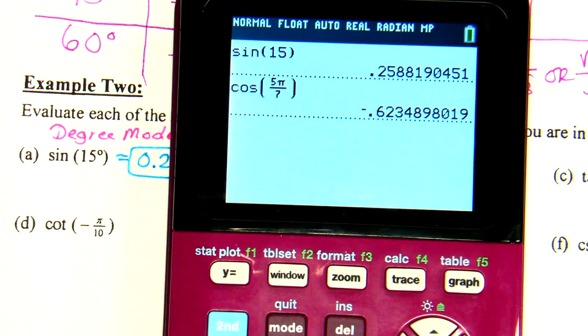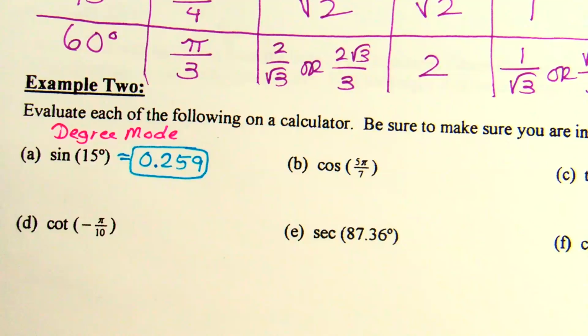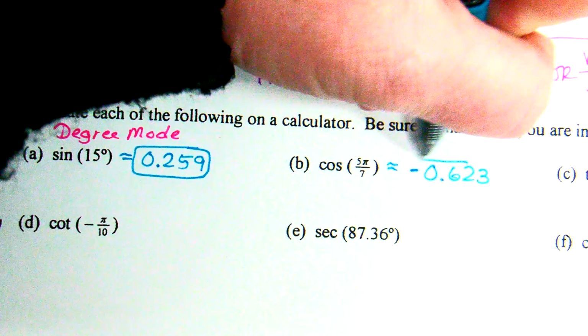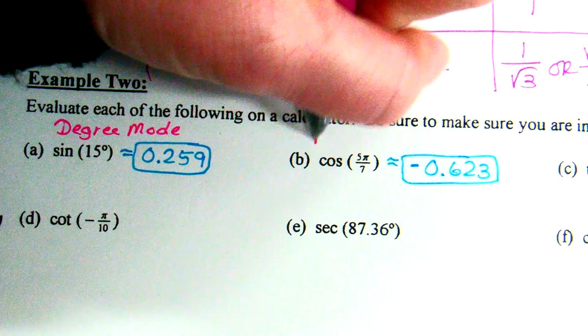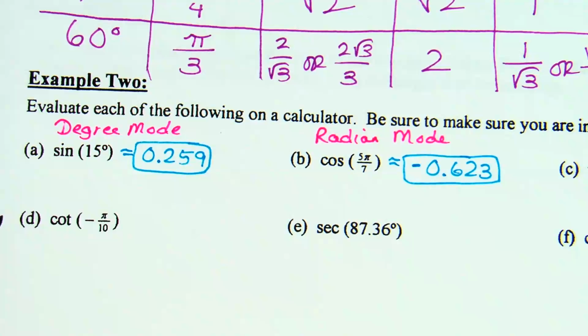So if I give that to 3 decimal places, negative 0.623. And what mode did we have to be in to get it right? Radian mode. How did I know to use radian mode? Okay. The pi is a good indicator, but most importantly, there's not a degree bubble.